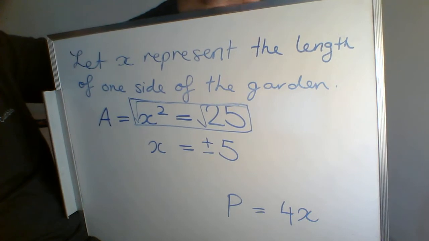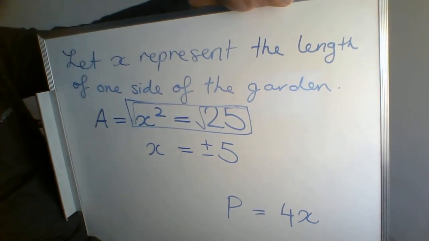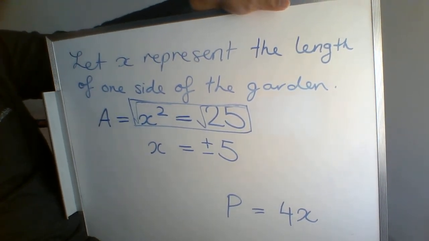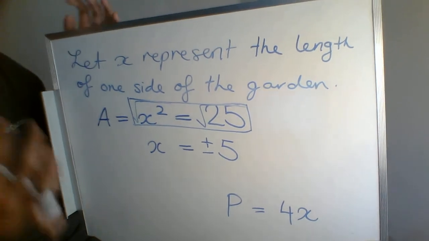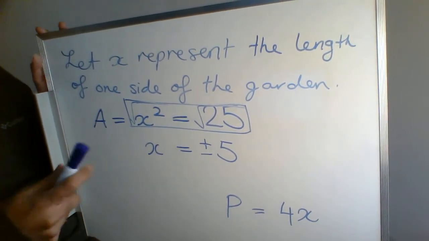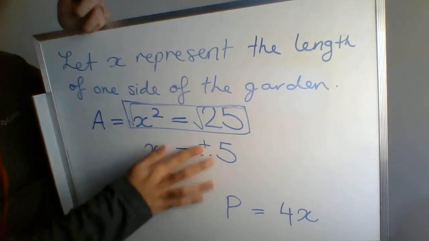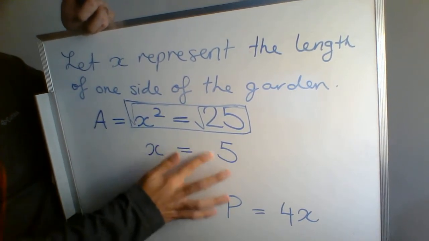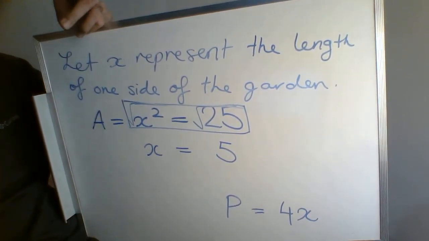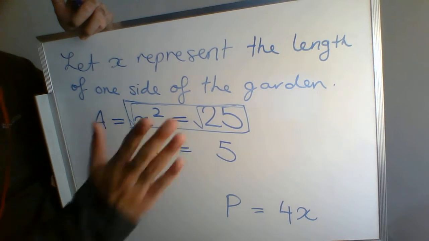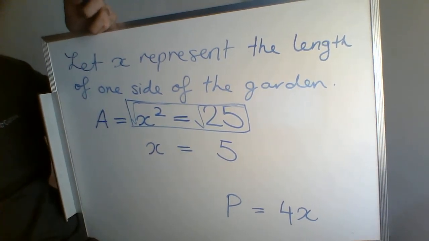If the length of a side of your garden is negative 5 meters, that doesn't make any physical sense. You can't have something that's negative 5 meters long. So, in this case, because we're dealing with a real world scenario where a negative answer doesn't make sense, we're just going to write down that x is equal to 5.